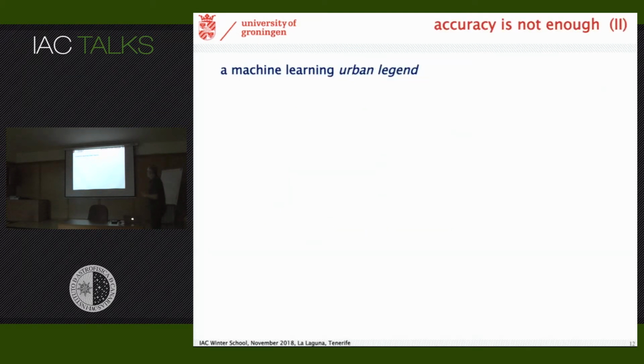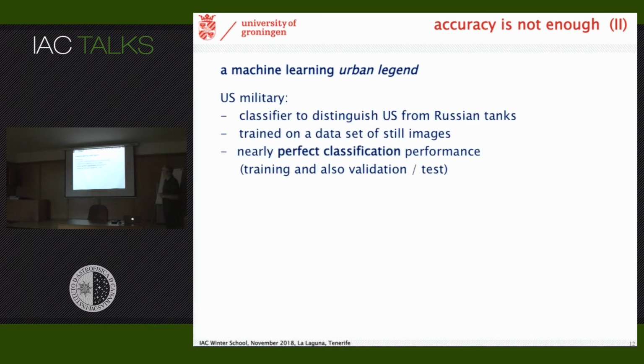Okay. Accuracy is not enough, number 2. A machine learning urban legend. In the US military, it's always nice to make fun of military, especially the US military. In the 90s, they wanted to classify images of Russian tanks versus images from American tanks. They trained on a data set of photos, and they found nearly perfect classification in the training and also in the validation. But then the system failed completely in practice. I'm a bit scared about thinking what practice means in that example, but it failed completely.